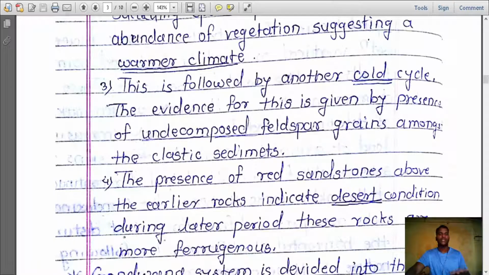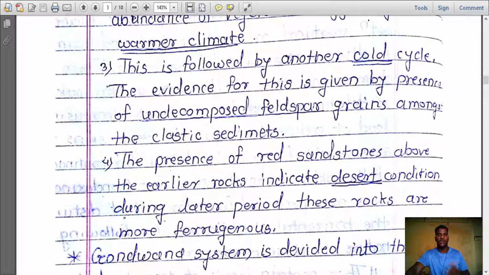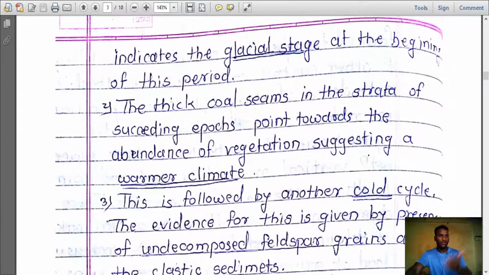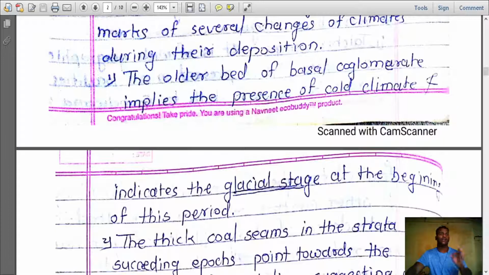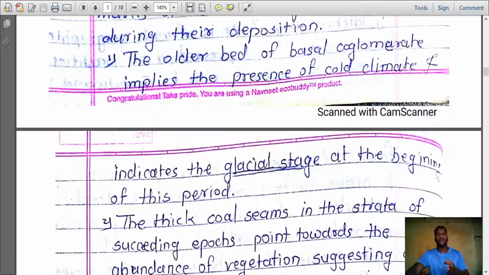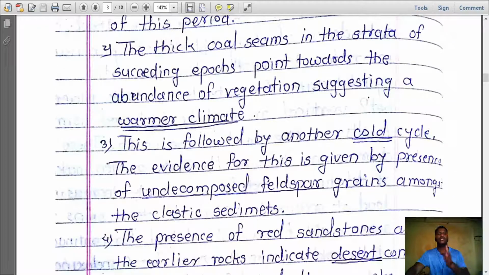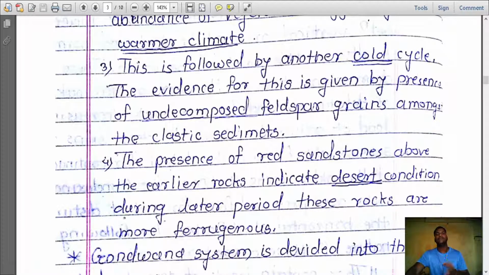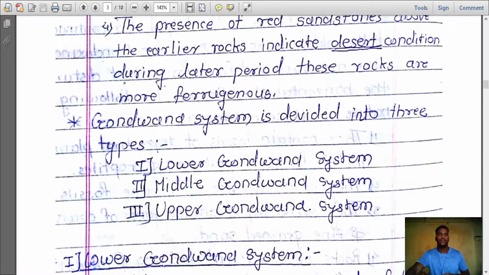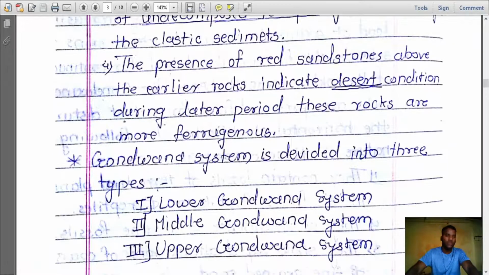Later, the presence of red sandstone above the earlier rocks indicates desertic condition. During the later period, these rocks are more ferruginous. So this is about climatic conditions during Gondwana: first a glacial stage with basal conglomerate, then coal seams of a warmer climate, then another cold cycle because of undecomposed feldspar, and again desertic, warm conditions, with red sandstone as the evidence. This is all about climatic conditions during Gondwana.